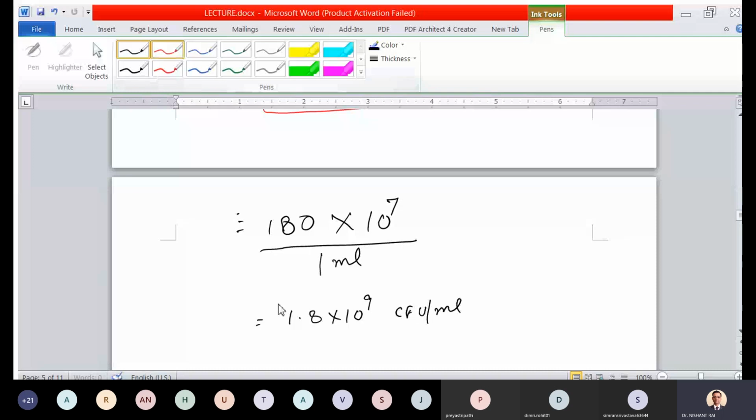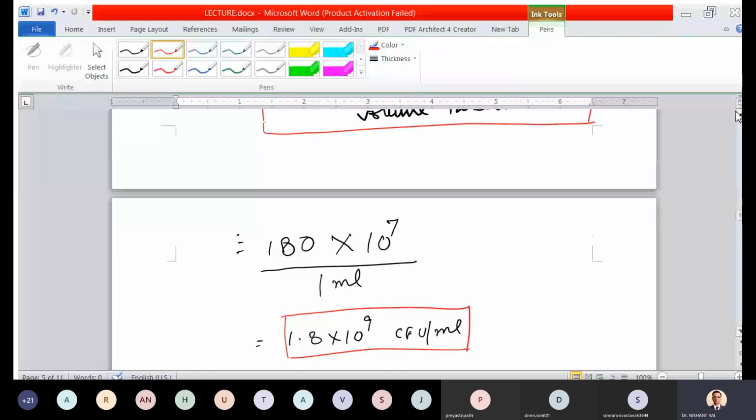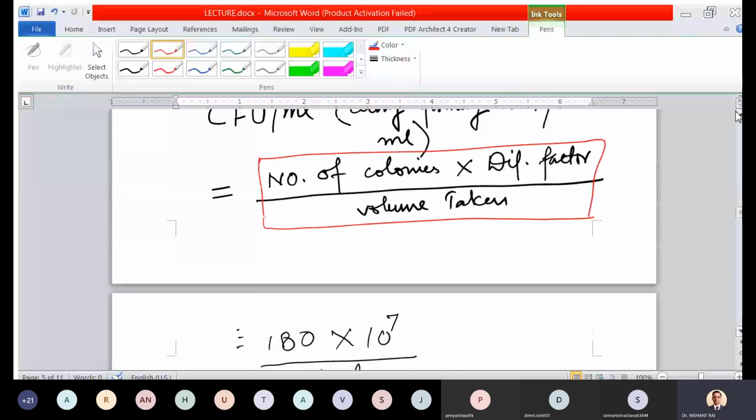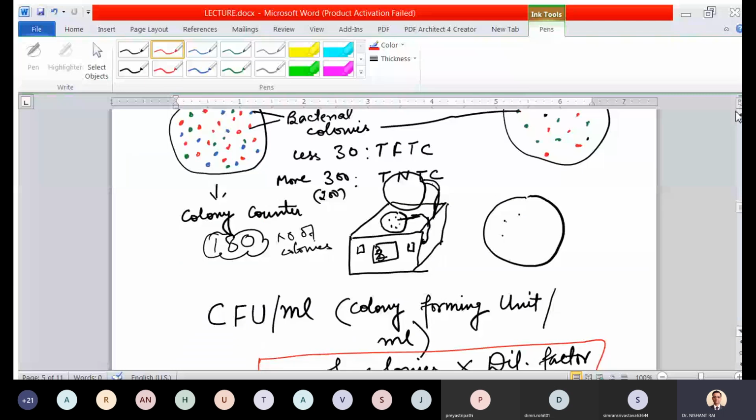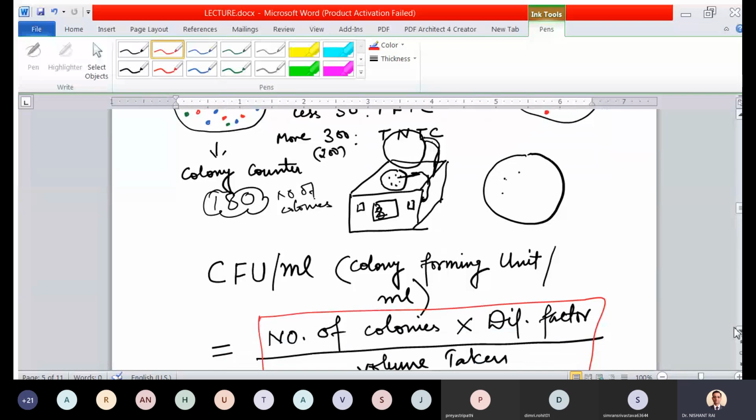Now it comes to 1.8 into 10 to the power 9 colony forming unit per ml. So here we are talking about the total number of colonies, right? We'll definitely do this experiment in triplicate. Here I showed you only one plate that we have used for this dilution, but you will use at least duplicate, so that you can check the error, or you can take the average of colonies.